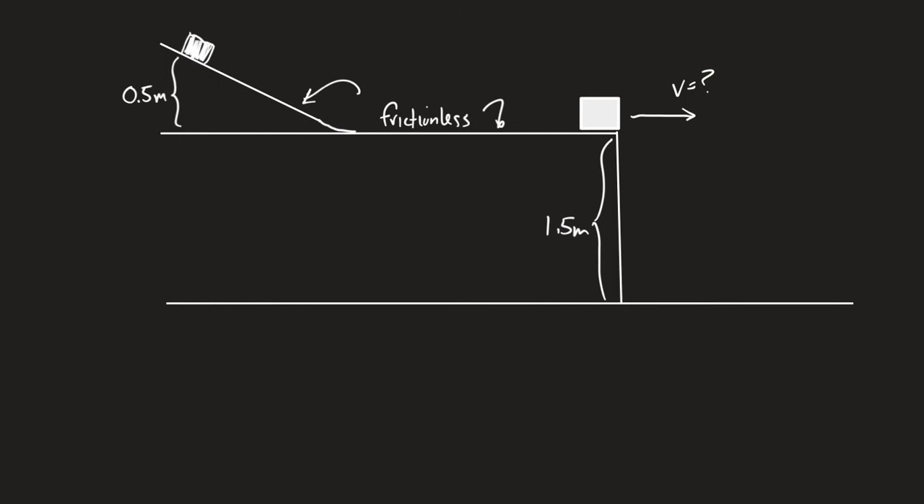Conservation of energy question. Not a whole lot here, but a little different from the last one. I'm going to release the box from rest on the ramp. And I'd like to know how fast it's going just as it leaves the table. So, do you notice that there are two states of the problem? I notice two states of the problem.